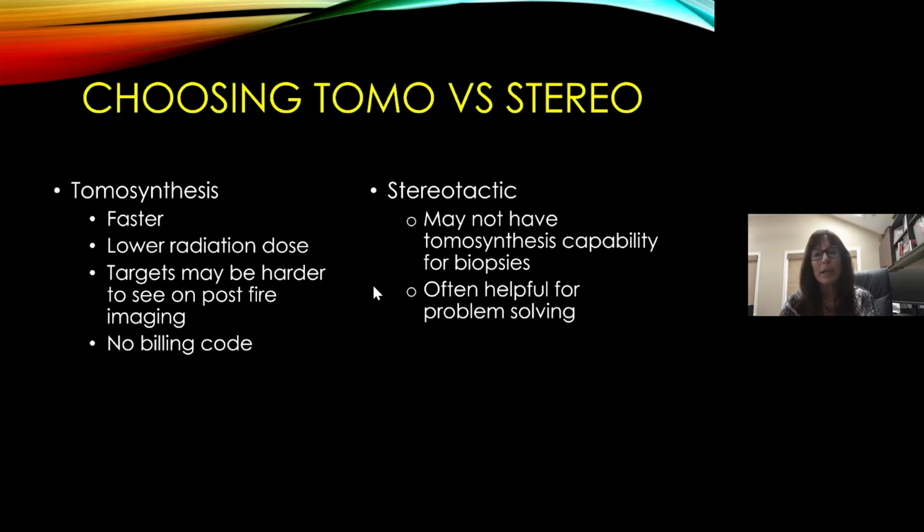Currently, I use stereotaxis for problem solving. So if I am having trouble getting calcifications or seeing calcifications on tomosynthesis, I default to stereotactic imaging. I may have a better idea of where the calcifications are and where the needle is relative to the calcifications. Some facilities may actually not have the ability to perform targeting under tomosynthesis, so then they would perform under stereotaxis.